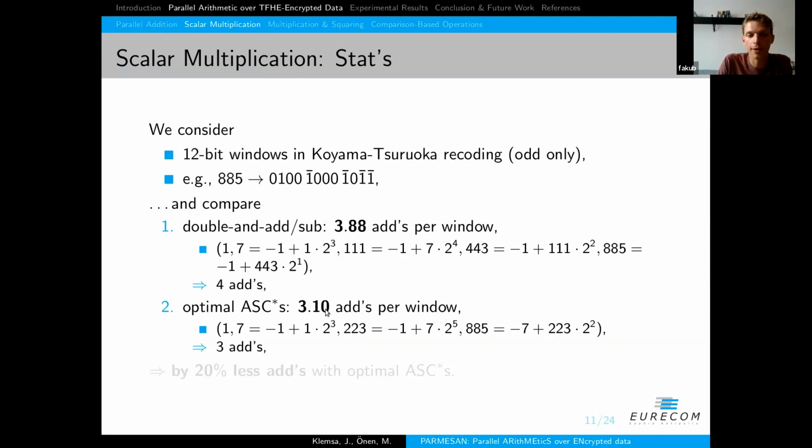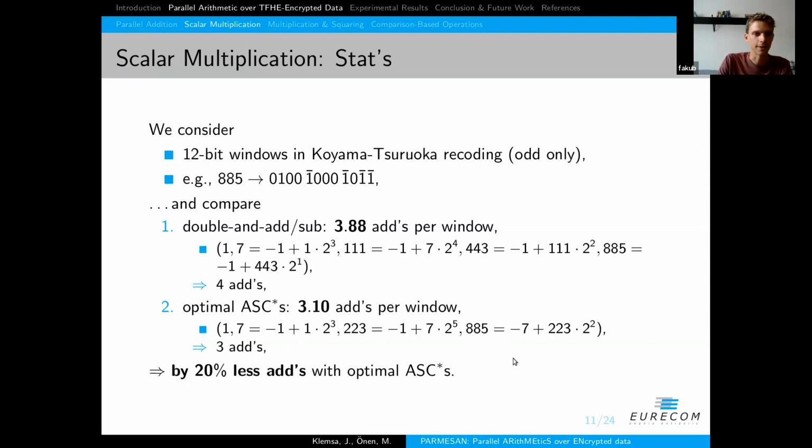On the other hand, if we find the optimal ASC star for this particular number, we can do this in 3 operations only. Here's the recipe. So it looks slightly different. And that's why on average, we have 3.88 for double and add for the naive variant, and 3.1 for the optimal addition-subtraction chains, which gives 20% fewer operations with our optimal addition-subtraction chains of length 12 bits.